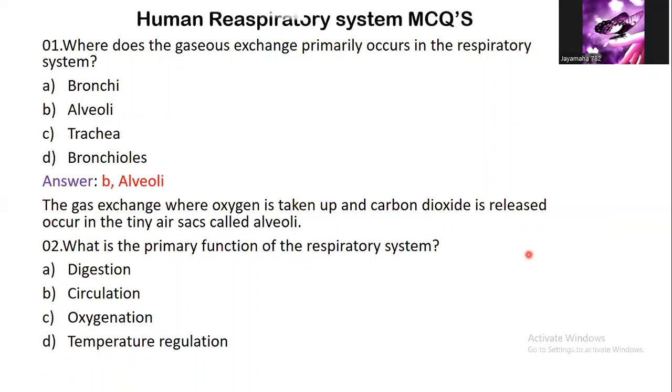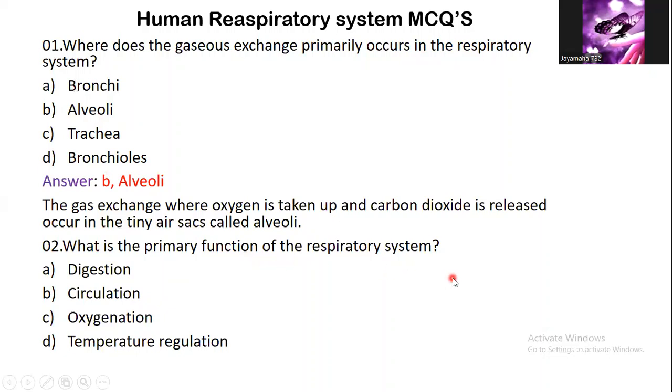Now let's go for some MCQs regarding the human respiratory system. The first question is, where does the gaseous exchange primarily occur in the respiratory system? A. Bronchi, B. Alveoli, C. Trachea, D. Bronchioles. The correct answer is B. Alveoli.